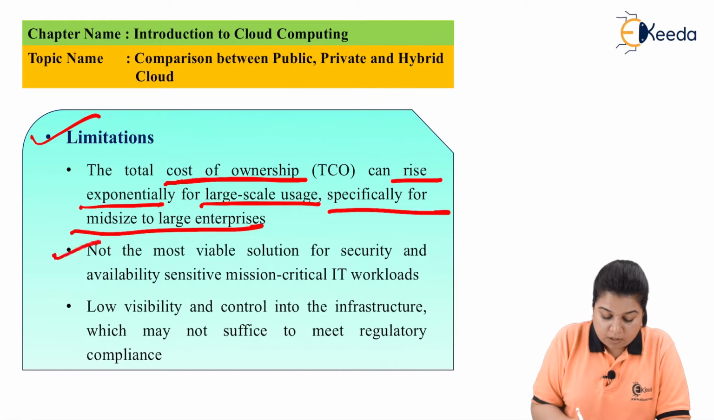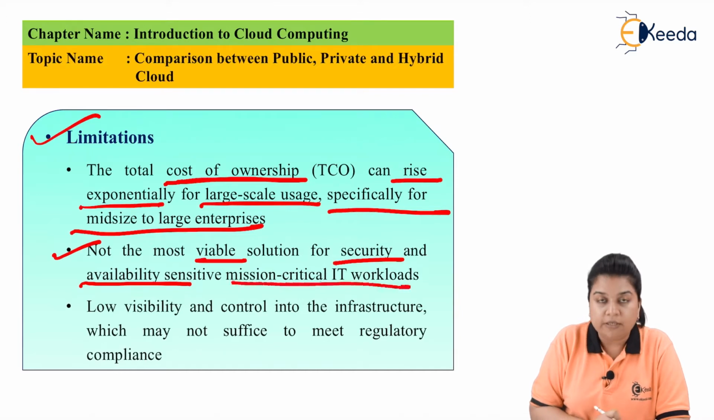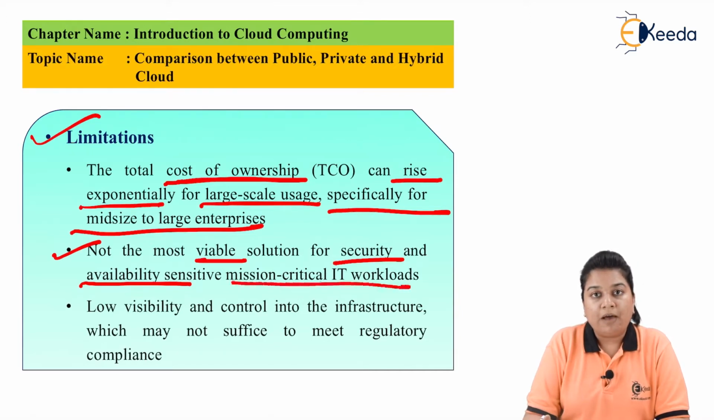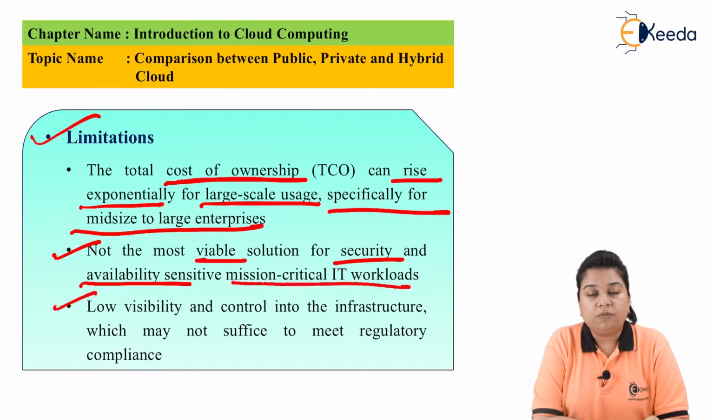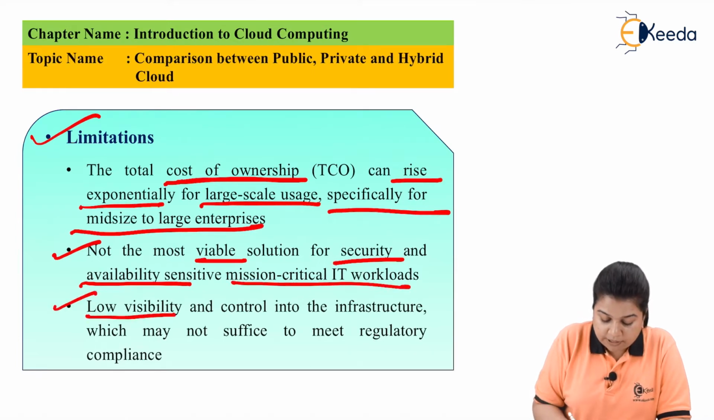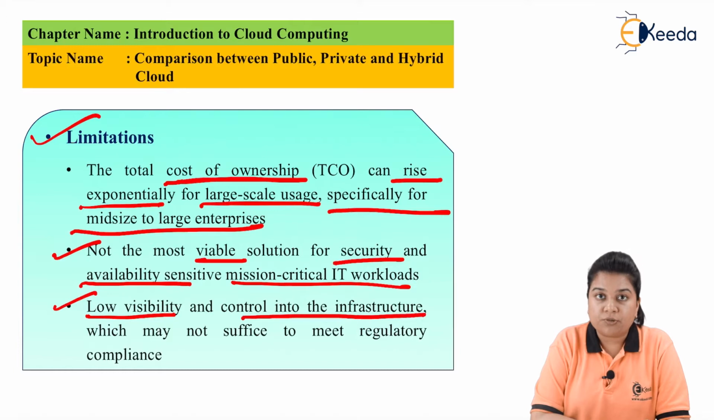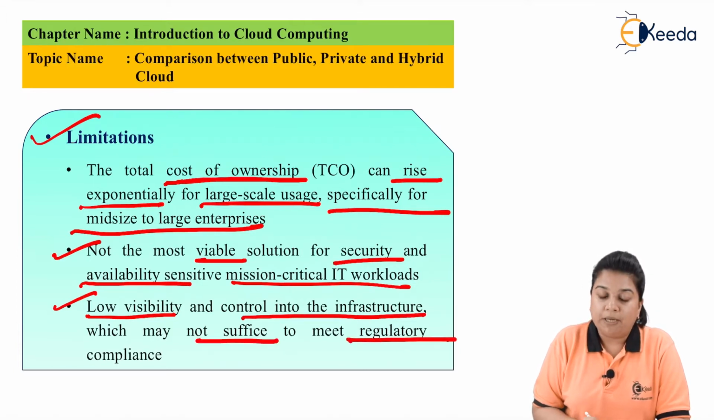The next thing is not the most viable solution for security and availability sensitive mission critical IT workloads. That means if you have a confidential data, then public cloud has a limitation to the security. For mission critical projects, we could go for private clouds. The next is low visibility and control into the infrastructure, which may not suffice to meet regulatory compliances.